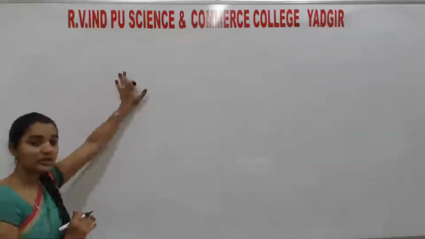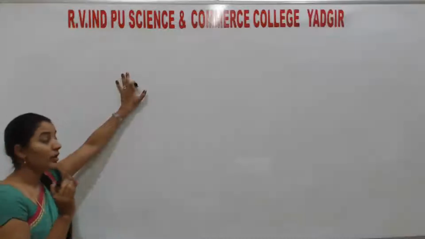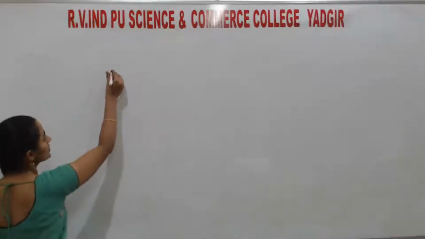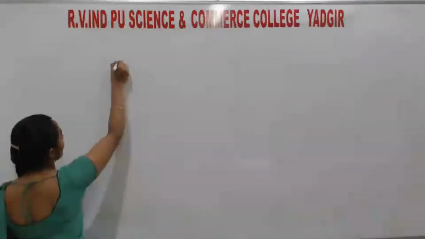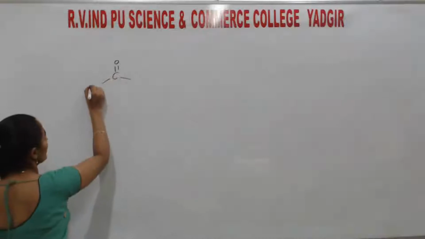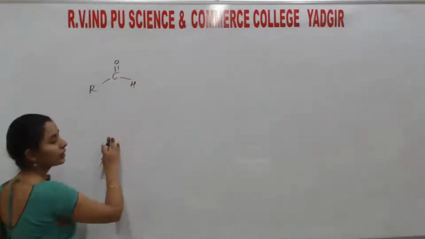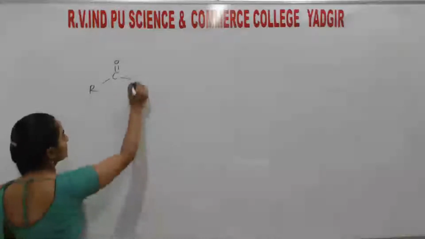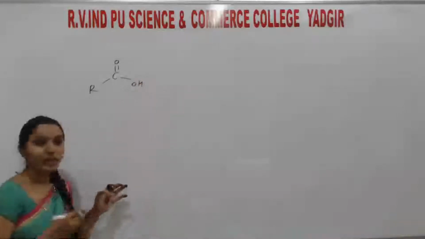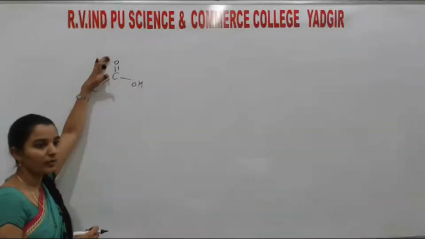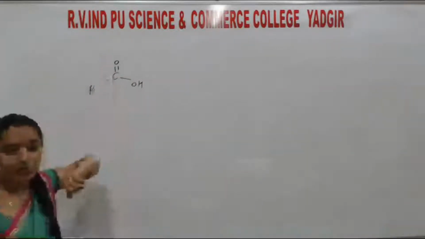In today's class, we are going to discuss the nature of the carbonyl group. In all these aldehydes, ketones and carboxylic acids, we have a group like this. In aldehyde, it is R and H. In ketone, both are R. In carboxylic acid, R and OH. In all these, the common group is the carbonyl group, C double bond O. So what is the nature of that?